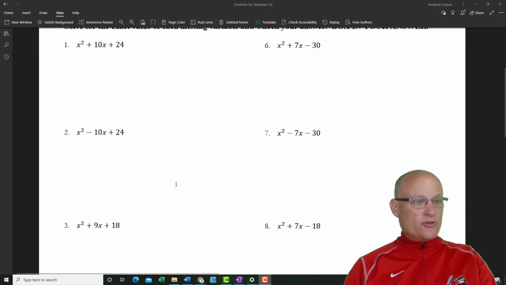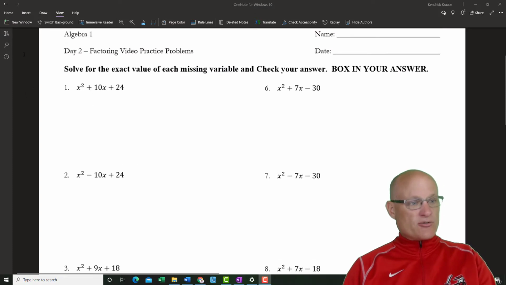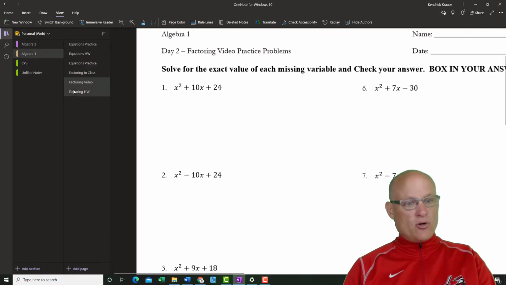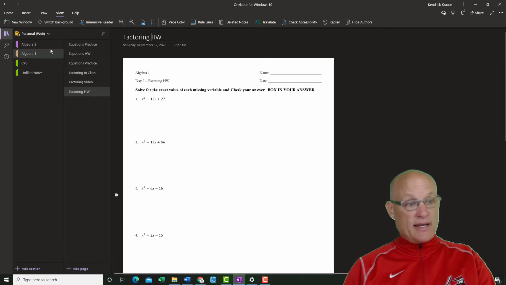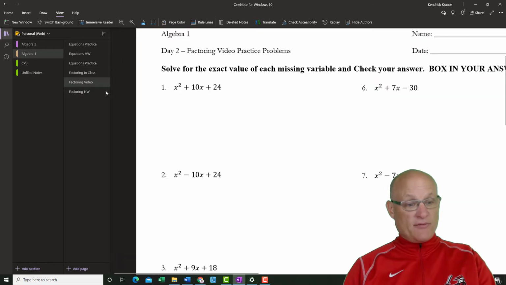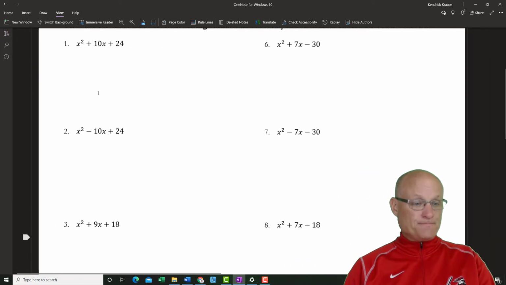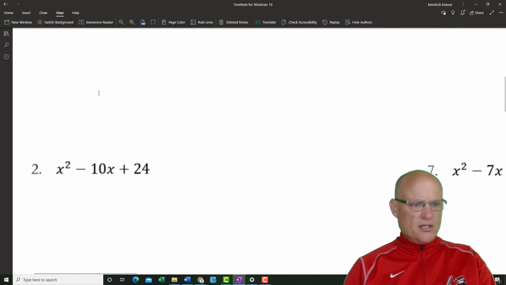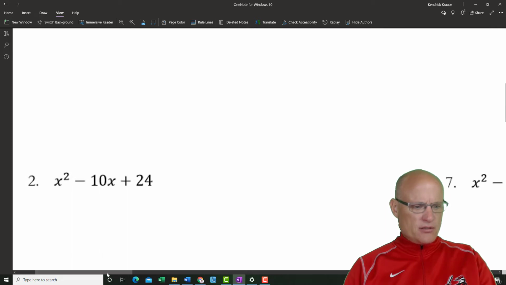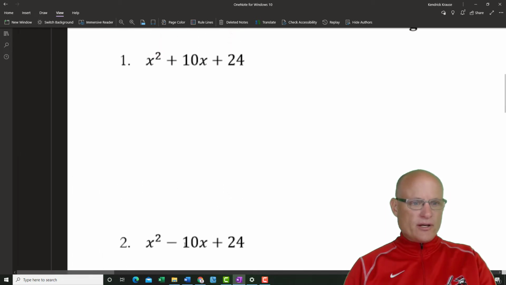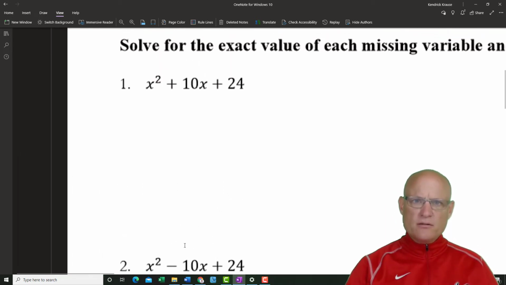Now, what you're doing for me is you're going to try this, but if you look, the factoring homework looks very similar to many of these. So we're going to do a couple of similar kinds, and then you could go try these on your own and do them for homework, okay? So let me get that zoomed in there for you. There's our first problem.